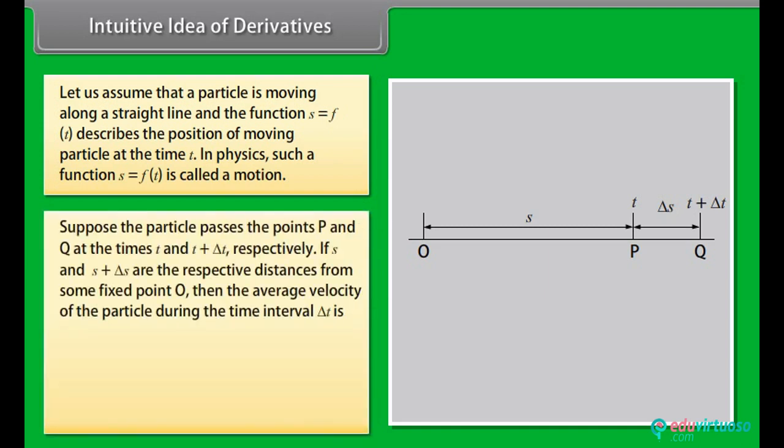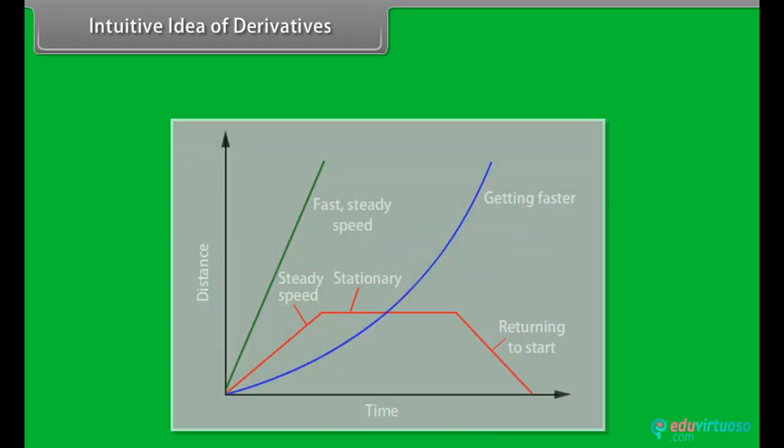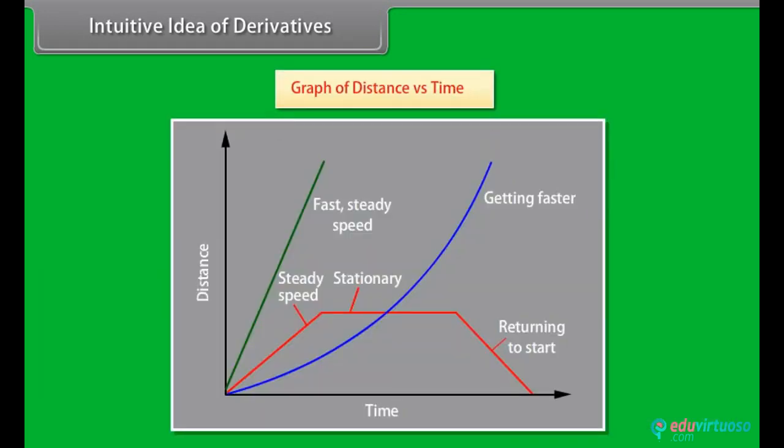Suppose the particle passes the points P and Q at the time t and t plus delta t respectively. If s and s plus delta s are the respective distances from some fixed point O, then the average velocity of the particle during the time interval delta t is delta s by delta t is equal to f of t plus delta t minus f of t whole upon delta t, which is equal to distance travelled upon time elapsed. Below is the graph of distance versus time.